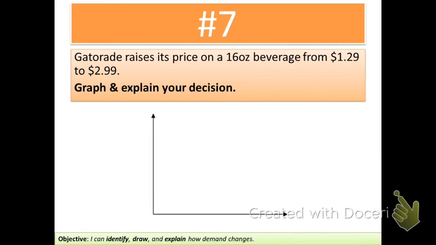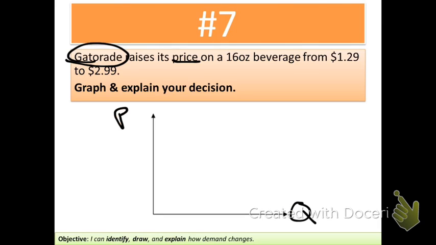And the last one, number 7. Gatorade raises its price on a 16-ounce beverage from $1.29 to $2.99. What's the impact on Gatorade? Well, we're working with one item here, which is just Gatorade, and the only thing that changes is the price. Therefore, this is a change in quantity demanded.